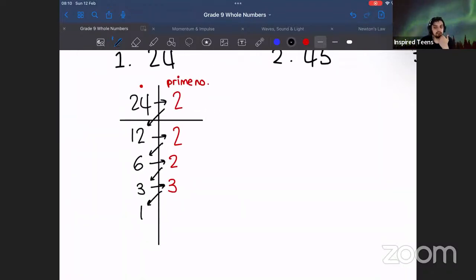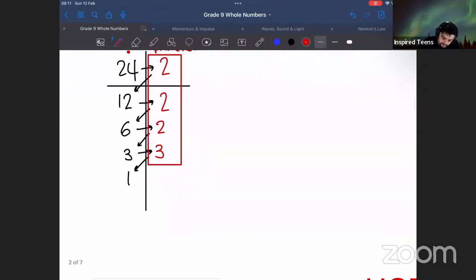So this here is using the ladder method to write 24 as a product of its prime factors. We basically now have its prime factors. It is all of these values here. So what we need to do is multiply all of these values. So we can say 2 times 2 times 2 times 3. If you do this calculation, you will get 24. And it's a product of its prime factors.